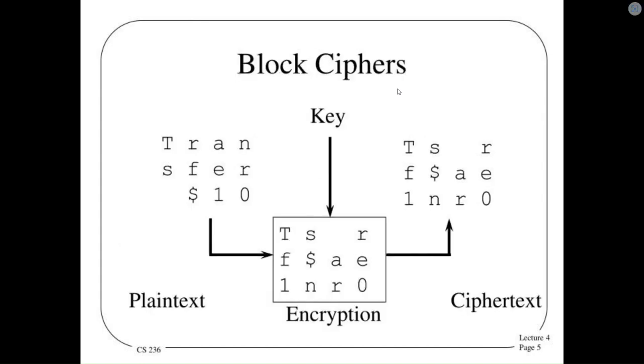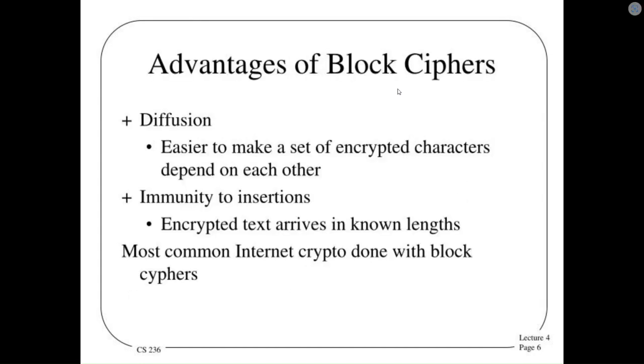So this is how block ciphers are represented in a block diagram. And here we can see the advantages of block ciphers: diffusion, it is easier to make a set of encrypted characters depend on each other, and immunity to insertions. Encrypted text arrives in known lengths, and most common internet crypto is done with block ciphers.